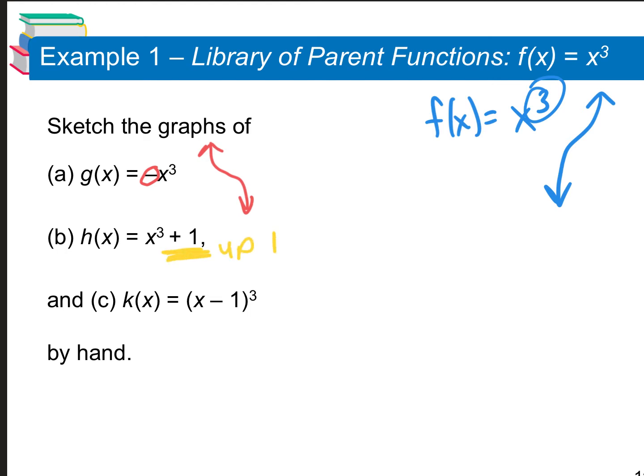Moves it up 1, right? What does this minus 1 inside a parenthesis do? To the right one. Good. Okay, so good. Graphically, in your mind, you guys should see these things and think immediately, oh, up one, right one, flipped it over, something like that.